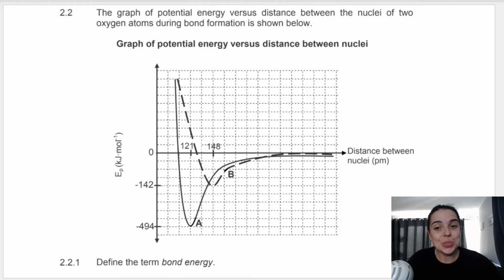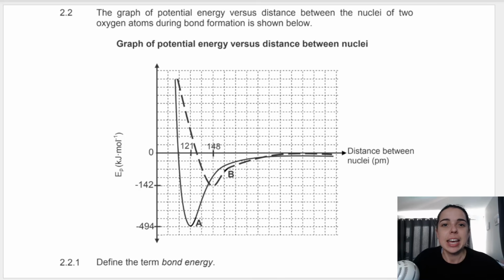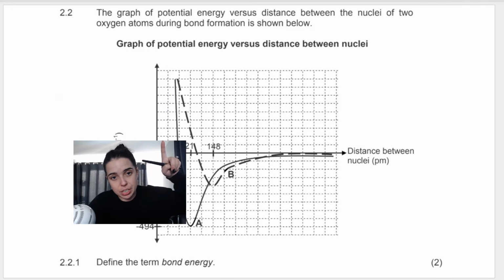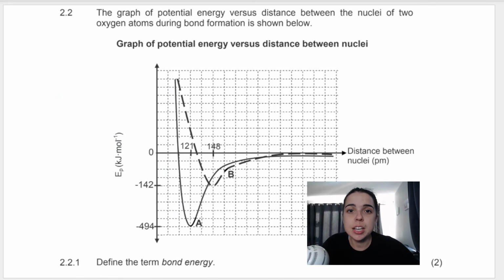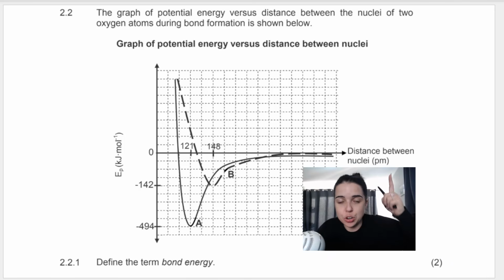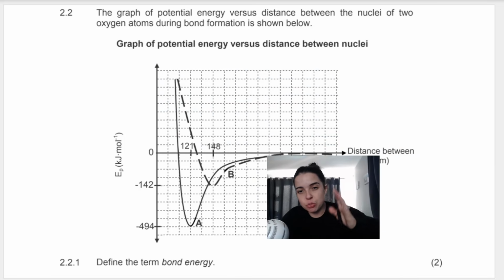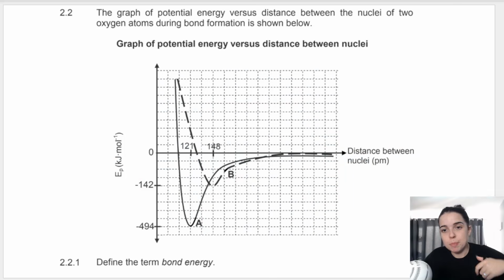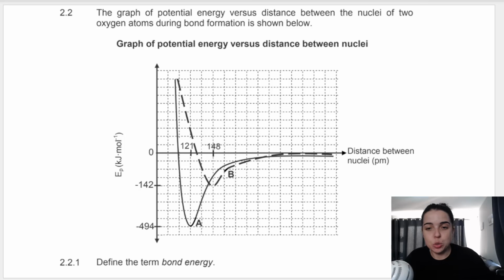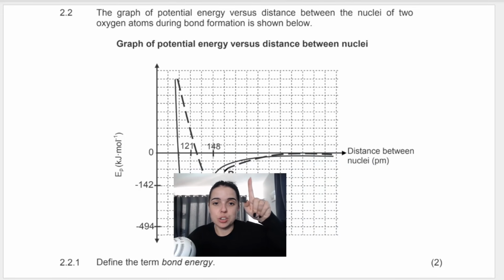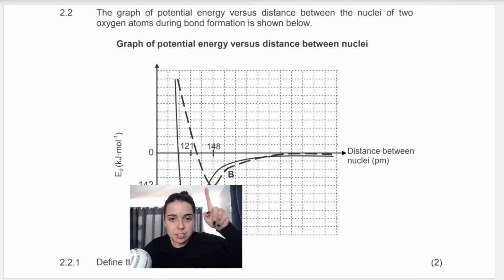2.2 is a graph that everyone loves to hate, but it's really not a bad graph. It's actually simple once you understand it. It says graph of potential energy. So potential energy is on the y-axis, versus internuclear distance, the distance between nuclei, during bond formation. This is a little bit of a weird graph because we tend to read it from the right to the left. It basically shows two atoms that are very, very far apart, starting here on the right, and then when they approach each other, the potential energy sharply decreases until they form a bond.